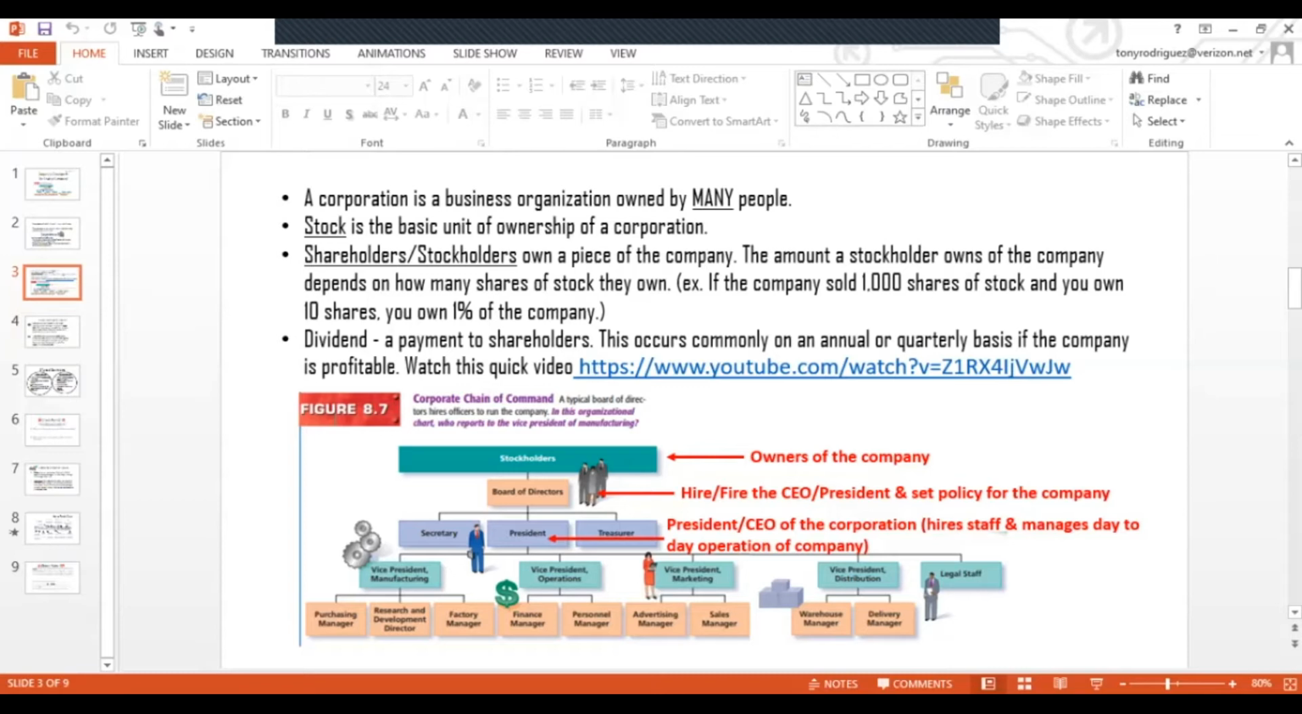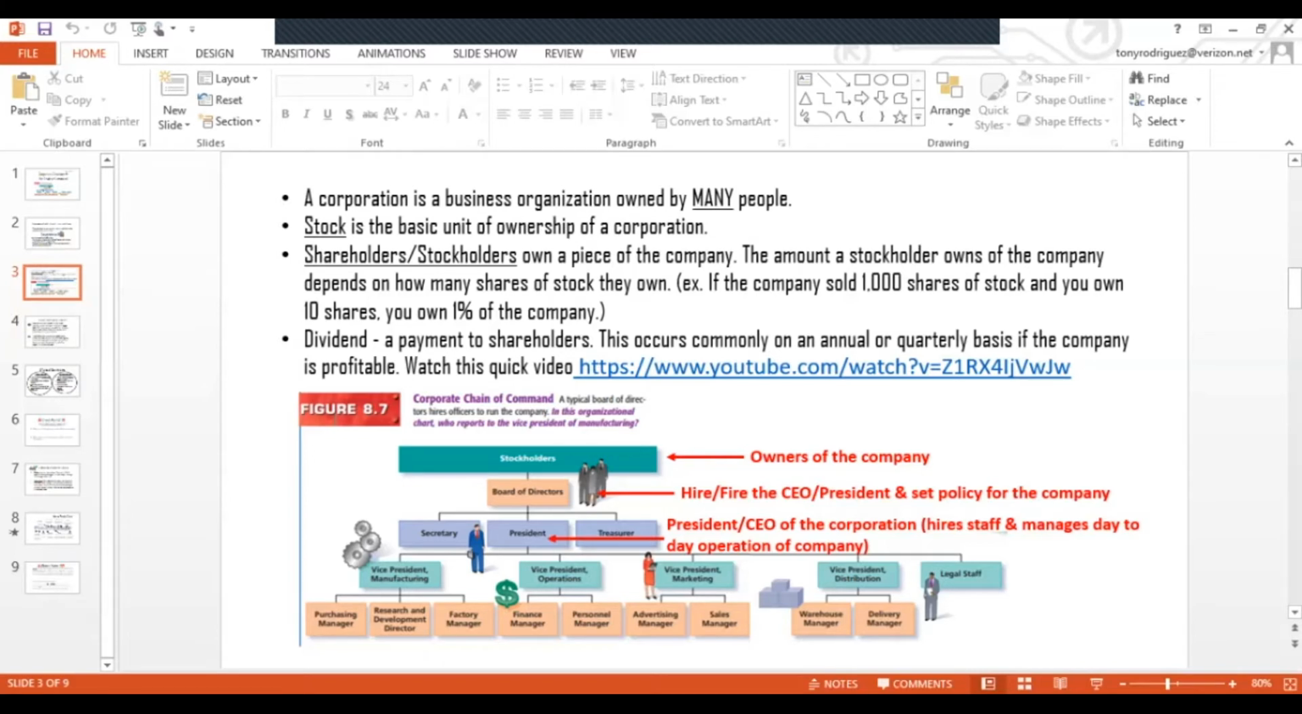Well, the board of directors, being a smaller group, get together and do the hiring and the firing of the CEO or the president of the company. They also set policies for the company, like when and if we're going to actually pay out a dividend. So it's a very important role that they serve in. And these stockholders vote for those people that serve on that board of directors.